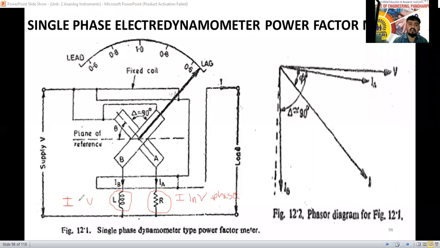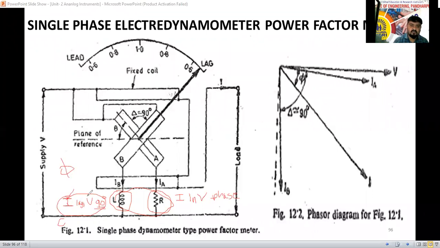Lag. Current lags the voltage. By what angle? Current lags the voltage by an angle of? Phi. 90 degrees actually we are going to call that. For a purely inductive load, the current lags the voltage by 90 degrees. For a purely capacitive load, the current leads the voltage by 90 degrees. For a purely inductive load, only L is there. If a combination of L and R is there, we cannot say that it is 90 degrees. It may be any angle, which we are going to call phi here. So here, what is this one?